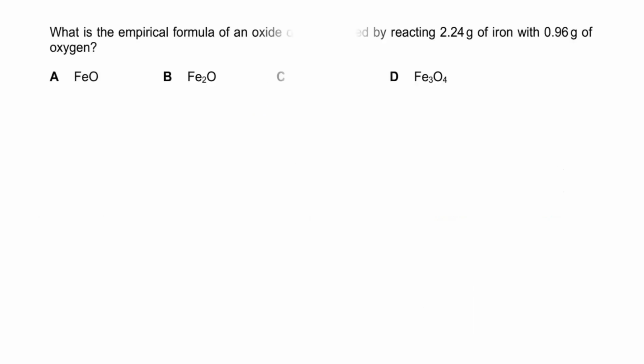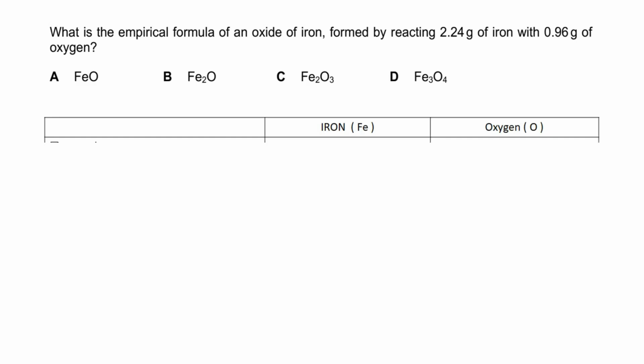Number 3. What is the empirical formula of an oxide of iron formed by reacting 2.24 gram of iron with 0.96 gram of oxygen? Okay, he asked about empirical formula for this oxide of iron. Iron, Fe, oxygen O, gram, directly gram, no percentage, okay?